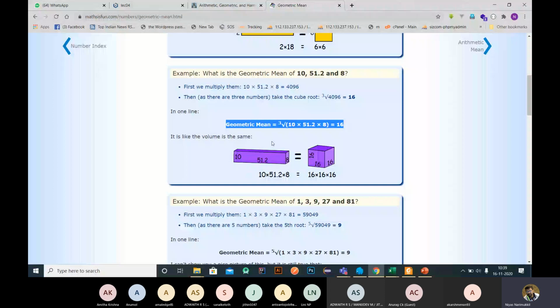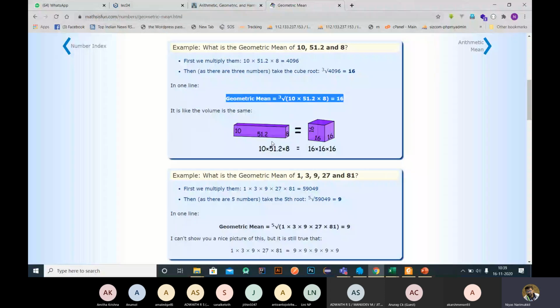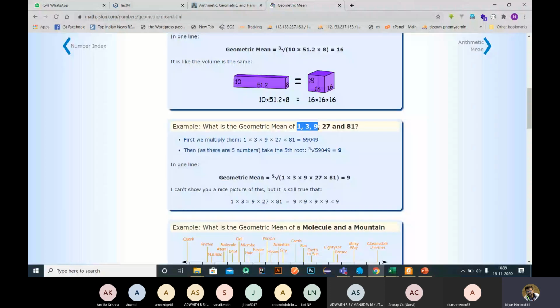So to find the geometric mean of 1, 3, 9, 27 and 81, there are 5 items. We need to multiply these 5 items. We will get the value 59049. Then we need to find the fifth root, or the power of 1 by 5. The value is 9. So this is the geometric mean of these values.